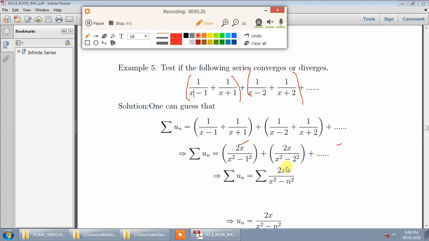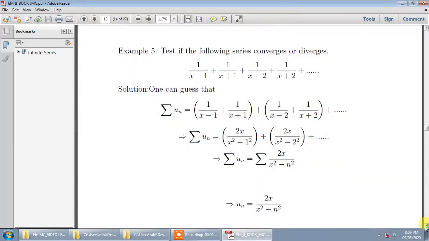So guess what is the nth term? So nth term will be 2x divided by x square minus n square. So second term 2 square, first term 1 square, third term 3 square, and the nth term n square. Okay, so this is your actual compact form. Everywhere n should be varying from 1 to infinity. So this is your un, and un is equal to this. So let me consider un. So un is 2x divided by x square minus n square.